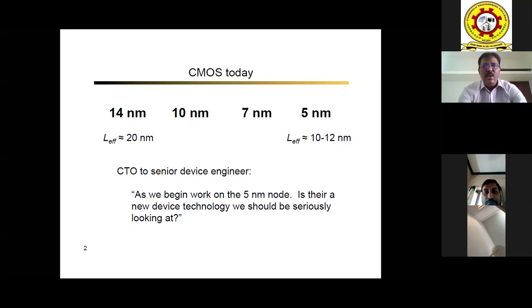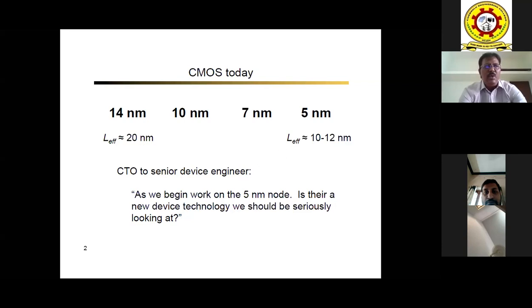As we begin work on the 5 nanometer node, is there a new device technology we should be seriously looking at? That is the question arising in many researchers' minds as of today. We are going to have a detailed outlook on what kind of device alternatives a researcher can really focus on. It has gone beyond a simple electronics engineer now. It has gone to various research fields, and it's a combination of nanoscience, nanotechnology, VLSI design, digital design, even physical expertise, all these kinds of expertise. It has become teamwork at the moment. As we move through the slides, it would be clearly evident.